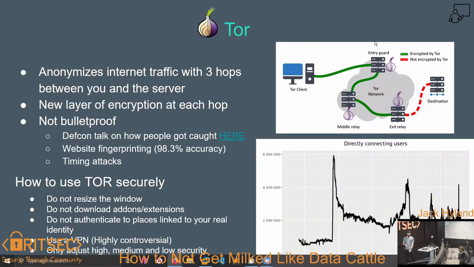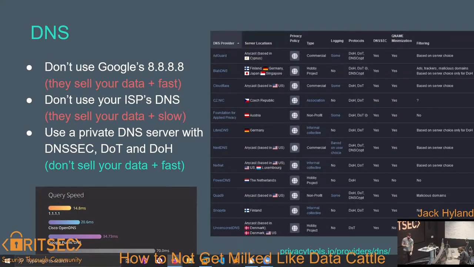Okay. Moving on. DNS. DNS is kind of like the web browser. It kind of knows everything, right? Because in traditional DNS, it's unencrypted, and your DNS server can correlate your IP to what you're looking up, and they can just keep a record of it, right? So you kind of want to have a good DNS server. Don't use Google. They sell your data, but it's fast. If you use your ISP, it's horribly slow, and they sell your data, so that's not good either.